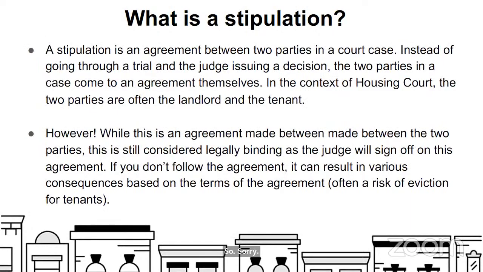So what is a stipulation? A stipulation is an agreement between two parties in a court case. So instead of going through trial and the judge issuing a decision, the two parties in a case come to an agreement themselves. So in the context of housing court, the two parties are often the landlord and tenant. Sometimes it's the prime tenant and the roommate, but generally it's the landlord and the tenant.